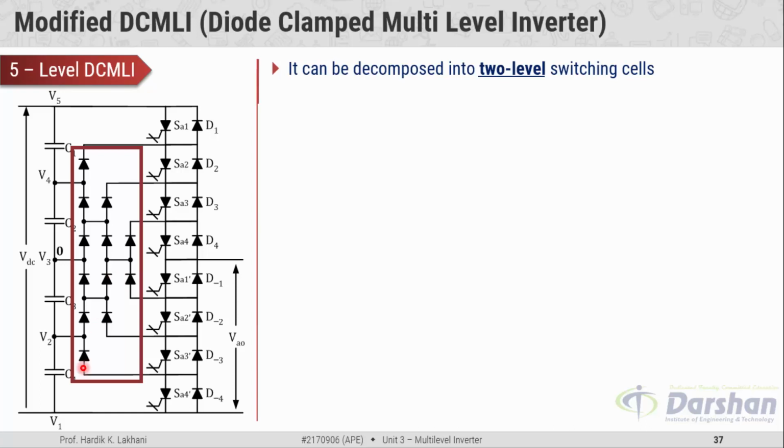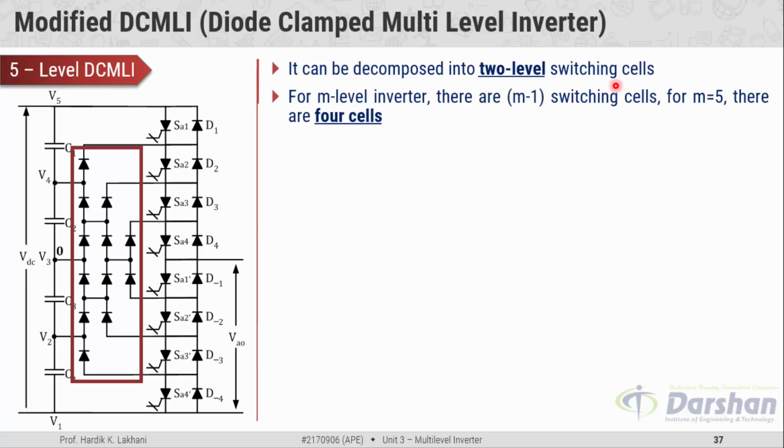When we keep this V1 as common between input and output, then this structure provides the 5 level output across these terminals. But when this V3 node is made common between input and output, then this structure can be decomposed into 2 level switching cells, which means we can have more cells which can produce 2 level output. For M level inverters there are M-1 switching cells, and for 5 level there are 4 cells.